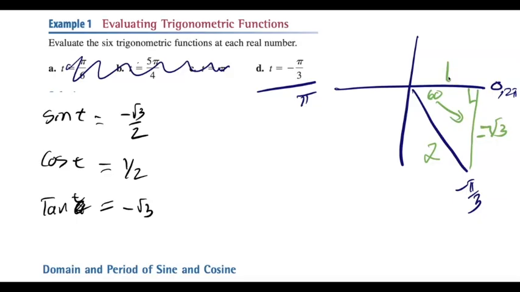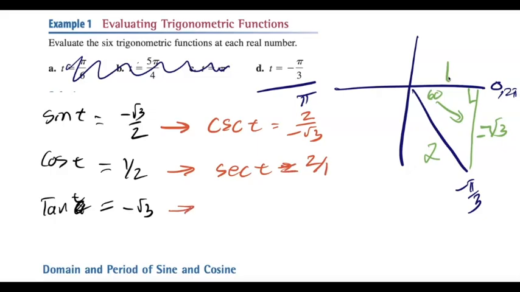Then if you want the other 3 trig functions, all you have to do is remember which one goes with which. Sine goes with cosecant. So you just gotta flip it. 2 over negative rad 3. Cosine goes with secant. 2 over 1. And then tan goes with cotan, the easiest one. Just flip it, 1 over negative rad 3. And that's how you do the other 3 trig functions.